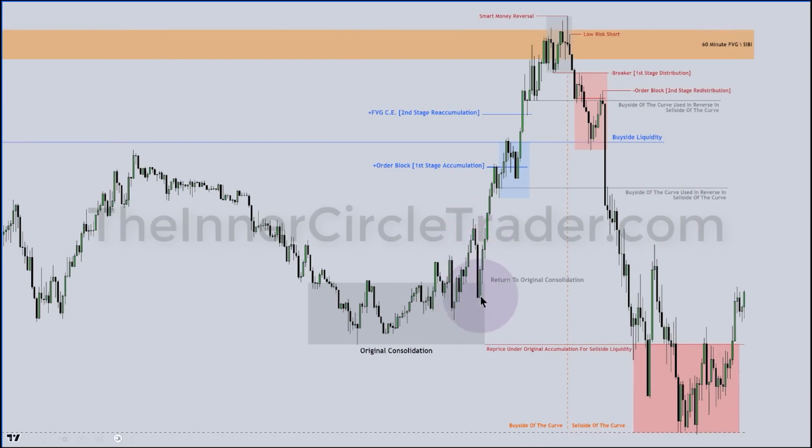Return to the original consolidation. The market rallies up. We have a down close candle that's just below this area right here. What does this up close candle become?